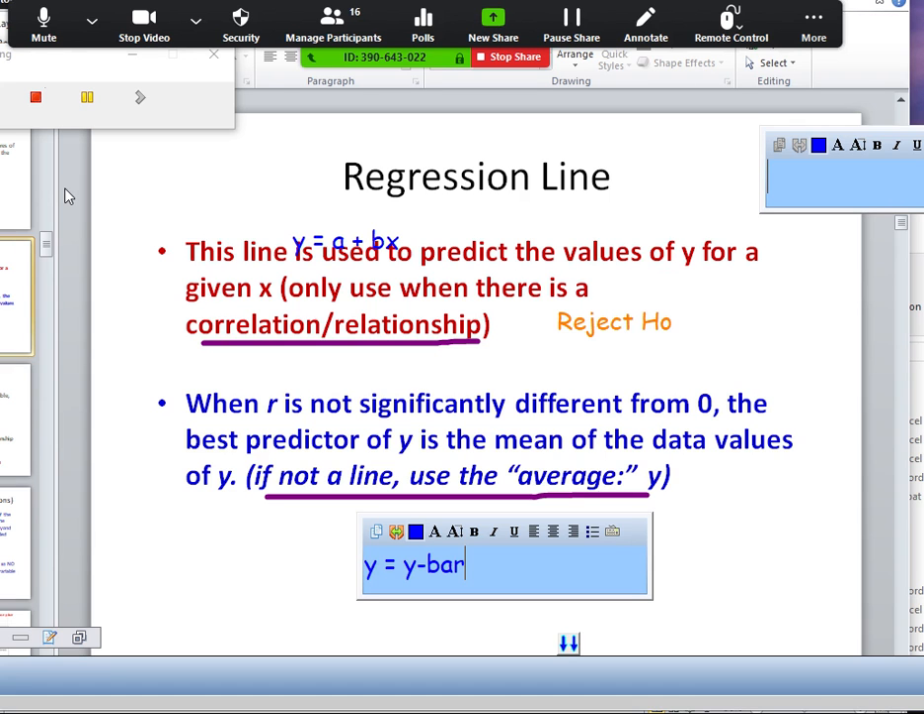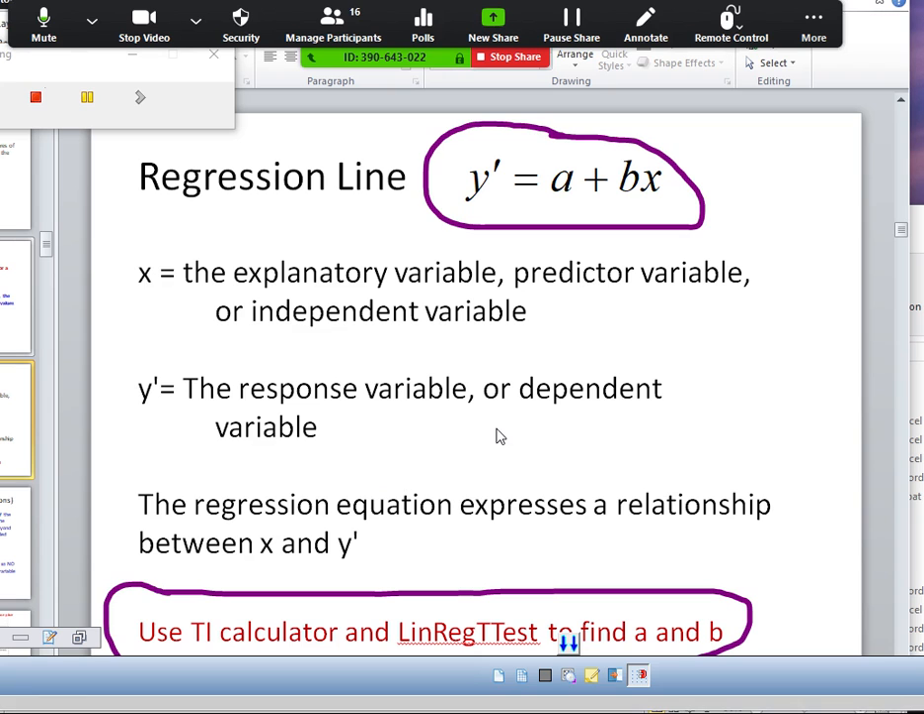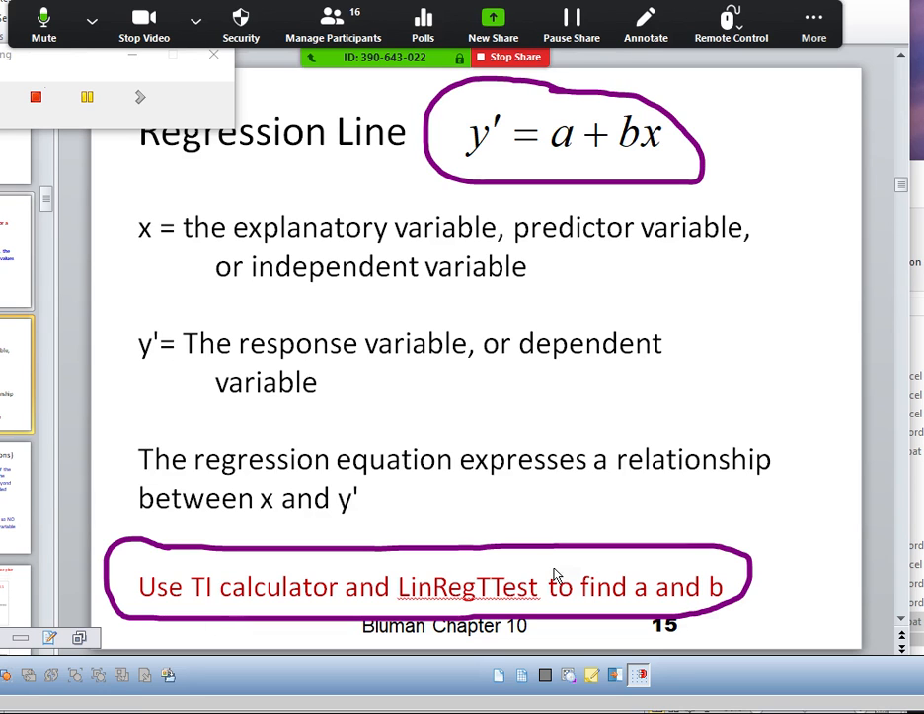This is the thing where people get stuck a lot, and it will cost you, it's probably worth about 8 or 9 points on the exam. Those are 200-point exams, so it's probably worth 4 or 5% of your final. And then how do I find y equals a plus bx? Use your calculator and the linear t-test. That gives you your a and your b.